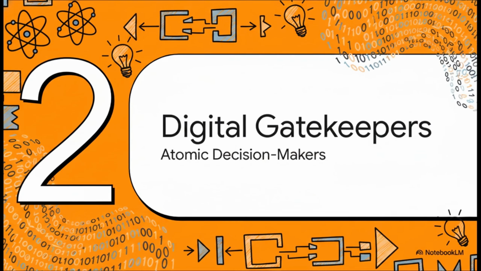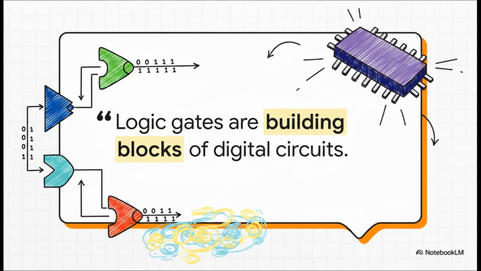Okay, so we know computers speak in zeros and ones, but how do they actually think with them? How do they make a choice? For that, we need to meet the real brains of the operation, the atomic decision makers. These tiny little decision makers are called logic gates. They're incredibly simple parts that act like tiny gatekeepers for information. All they do is take in one or two of our zeros and ones and then spit out a single 0 or 1 based on one very specific rule.